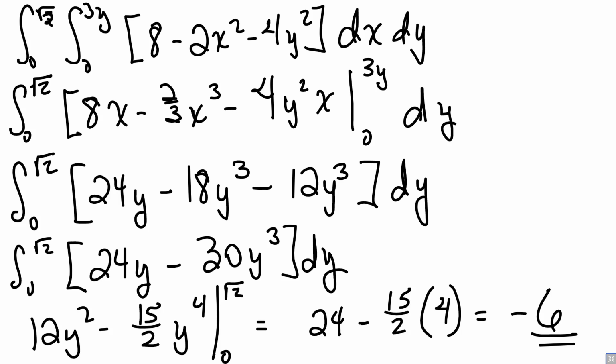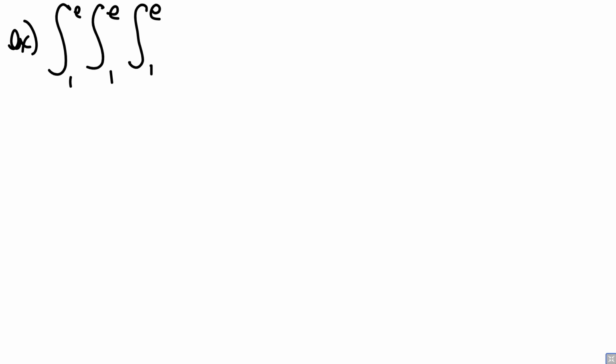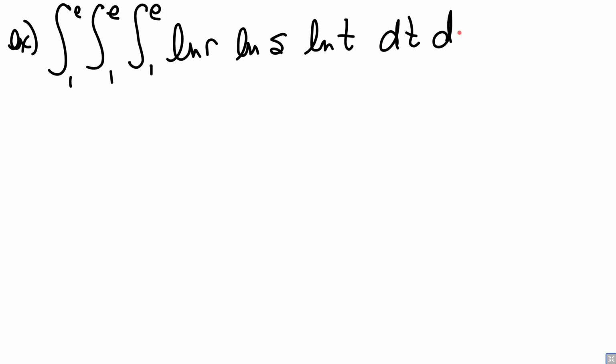Okay, so let's look at another example. So this time we have the integral from 1 to e, integral from 1 to e, integral from 1 to e, and we have natural log of r times the natural log of s times the natural log of t dt dr ds.